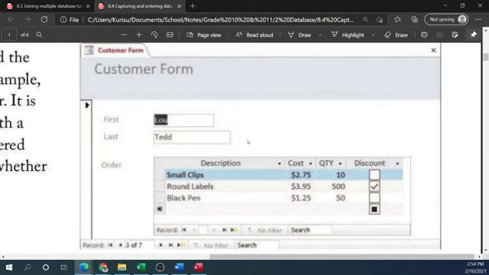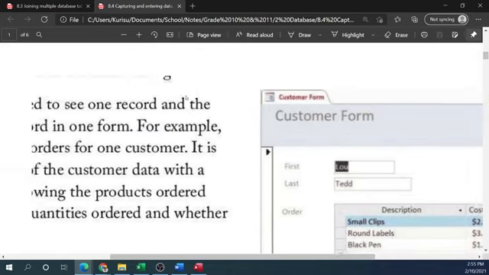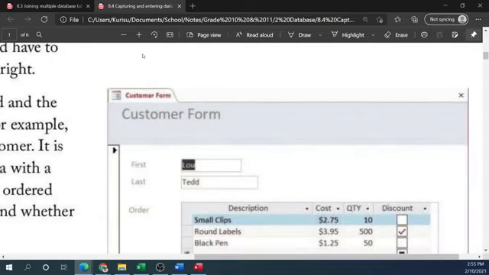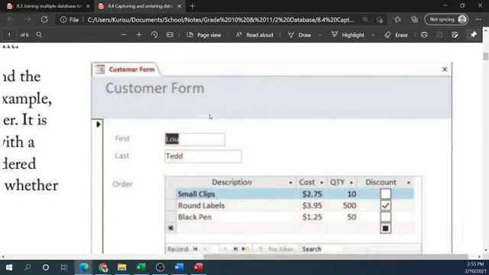So you don't have to go opening multiple tables to enter information anymore. You can create a single location, which is a form, in order to enter the information. Now, what that means is that the form is linked to your table. So as you enter information into your form, it will be reflected in your tables, and as you enter information in your table, you will also see it back in your form.